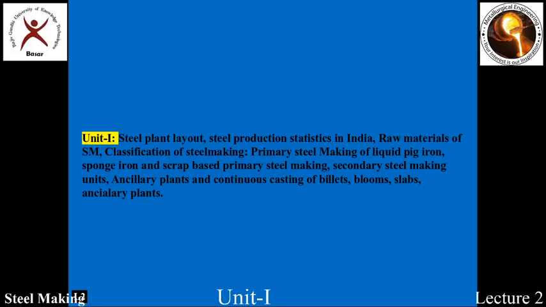Let me show you, these are the main outlines of unit 1. First, you are going to know about the entire steel plant layout structure, the steel production statistics in this current year in India, the raw materials, the various steel making processes, and all those things you are supposed to know. What are the ancillary plants in and around the steel making process, and there are other things called continuous casting products in the form of billets and blooms. All these things you are going to know in this unit 1.